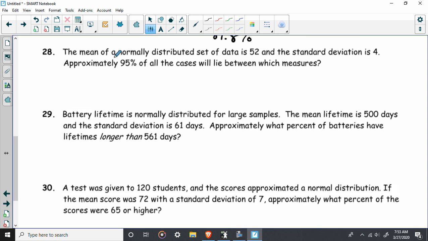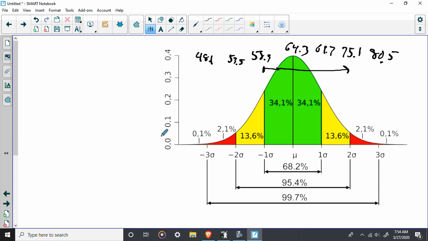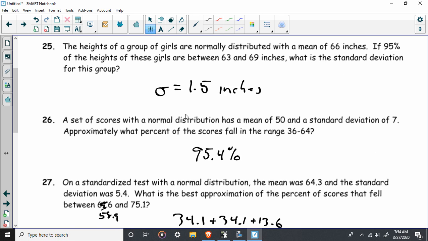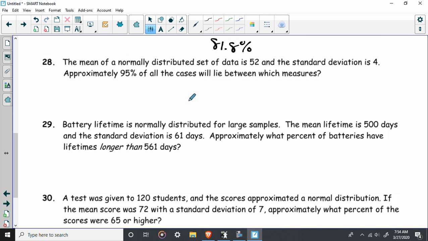It says the mean of a normally distributed set of data is 52 with a standard deviation of 4. Approximately 95% of all these cases will lie between which two measures. So again, they want two standard deviations in either direction, right? They want 95%, two standard deviations either way, okay? So let's kind of move away from that for a second. So 52 with a standard deviation of 4, right?